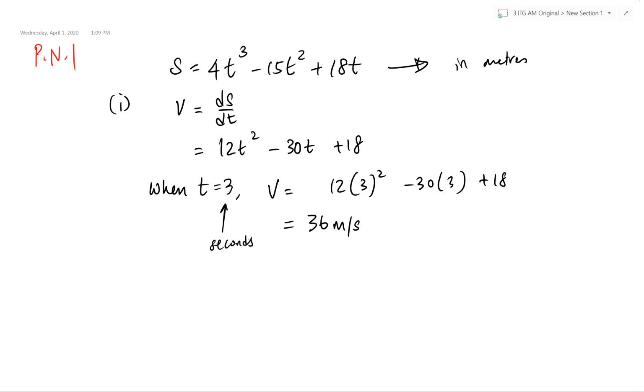Part 2. Find the acceleration when t equals 3. So now, acceleration is dv/dt, which is 24t − 30. Same type of question again. What is the acceleration when time equals 0?